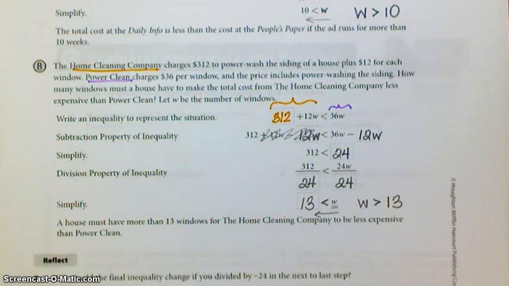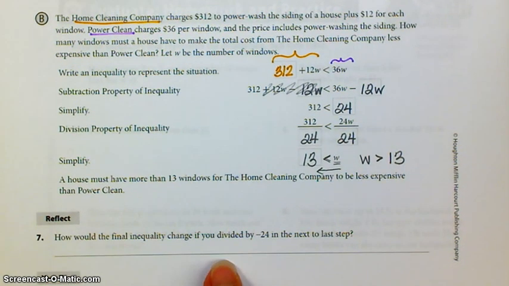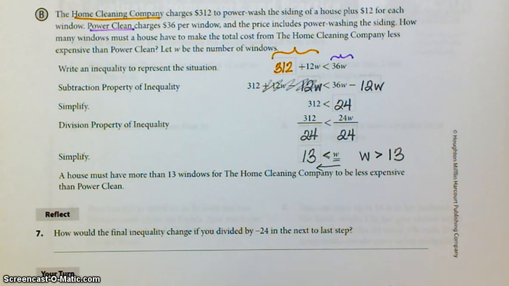All right, if you had divided by a negative 24 in the last step, remember dividing or multiplying by a negative is going to flip the sign. So that's what they wanted you to remember here.